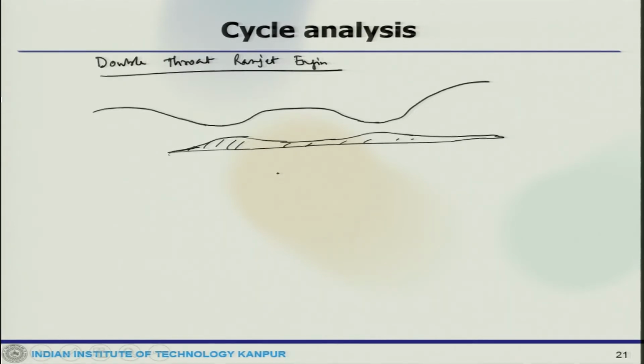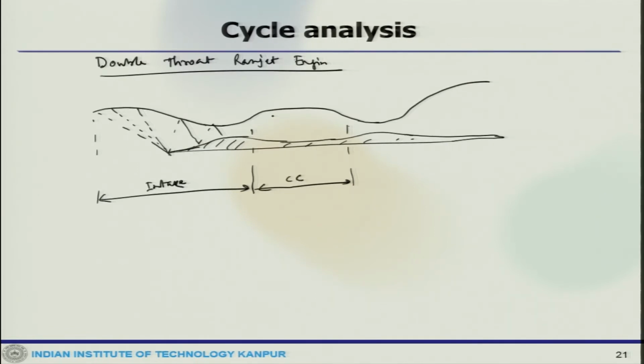So, you can have different cross shock interaction. From this portion up to this is the intake, and then this is the portion which is the combustion chamber. We can have the burners here, let us say 1, 2, 3, and then this portion is the nozzle. So that is 4.